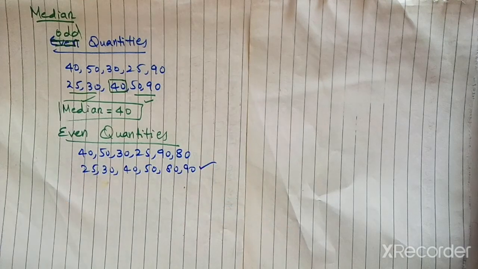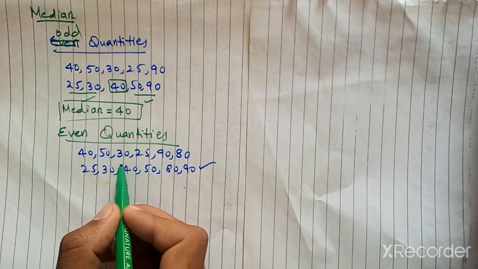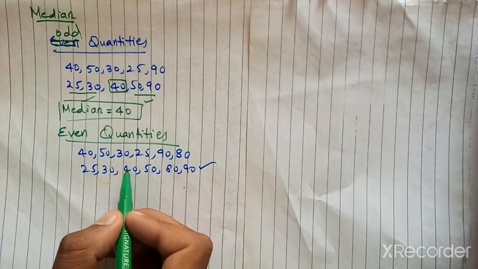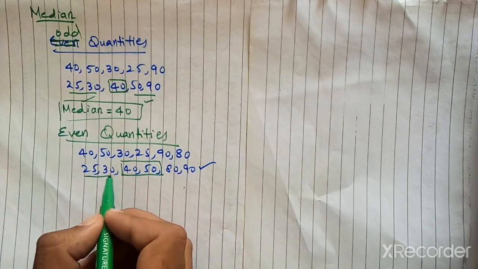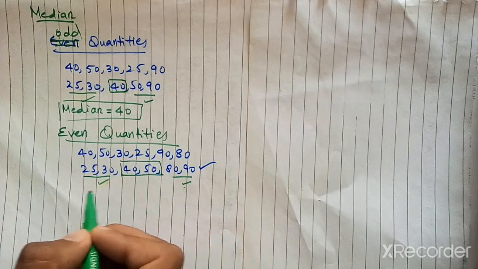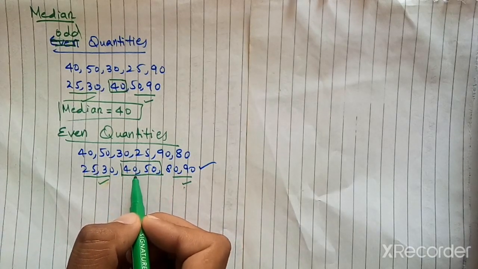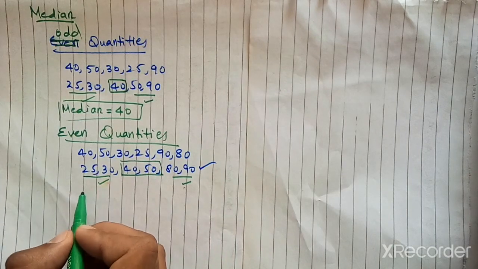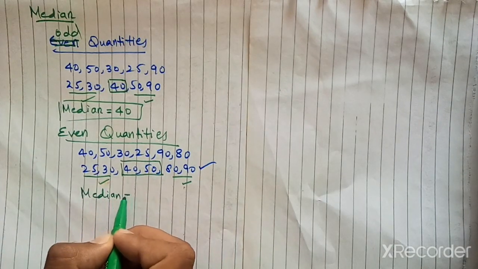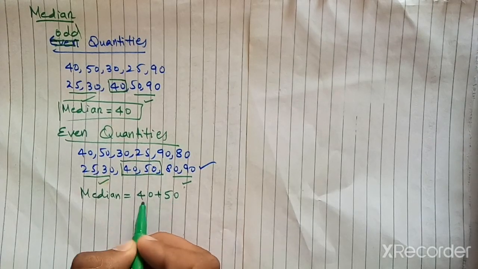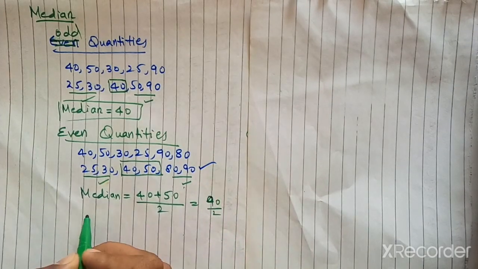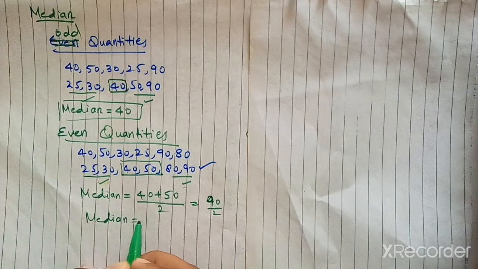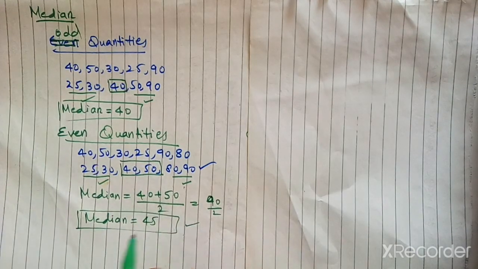Now these are in ascending order, and again we will look for the central number, but here we cannot have one central number. Here we will have two central numbers, as we have an equal number of quantities on both sides. So our central quantities are 40 and 50, and for the median we have to sum up these quantities, 40 plus 50, and divide by 2. So we get 90 divided by 2. So our median in this case is 45. In this way we can calculate the median of any given quantities.